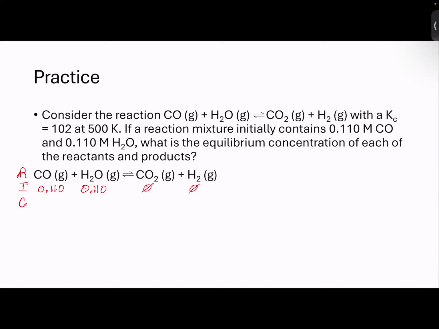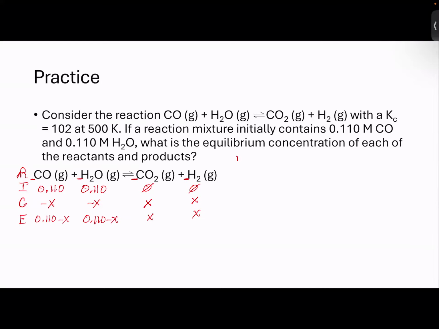As time progresses, this reaction is going to change. According to the balanced chemical equation, you're going to lose X amount of carbon monoxide, you're going to lose X amount of water, you're going to gain X amount of carbon dioxide, and you're going to gain X amount of hydrogen. So at equilibrium, you have 0.110 minus X of both reactants, and X of each of the products.